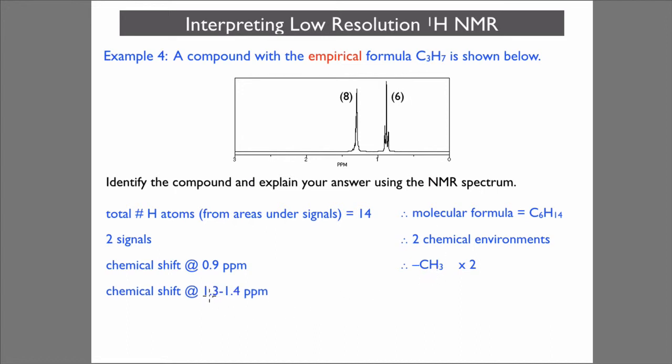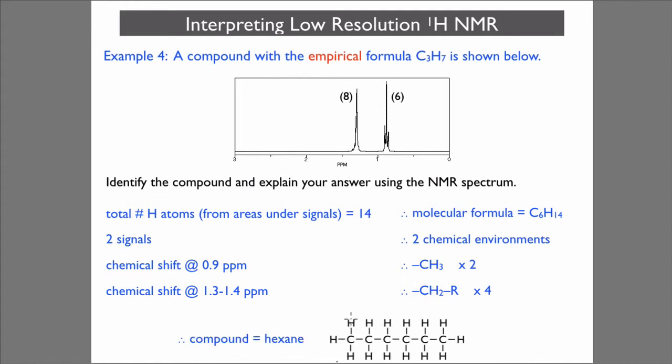And then we've got a chemical shift at 1.3, 1.4. We know it's going to be these CH2 carbon chain type hydrogens, and we need how many of them? We need 8, so there's going to be 4 lots of these, and so we know that it's going to be hexane with the CH3 at the end and the 4 lots of CH2 through the middle.